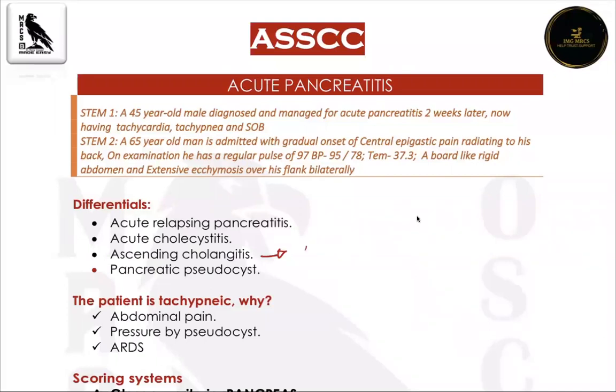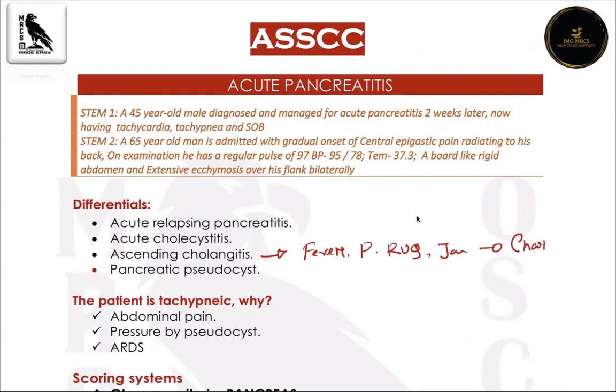So it would be mainly pain. Yes, pain in the right hypochondrium, fever with rigors and chills, and jaundice. Fantastic. And this is known as the Charcot's triad. Fantastic. If I ask you, what is Raynaud's pentad?